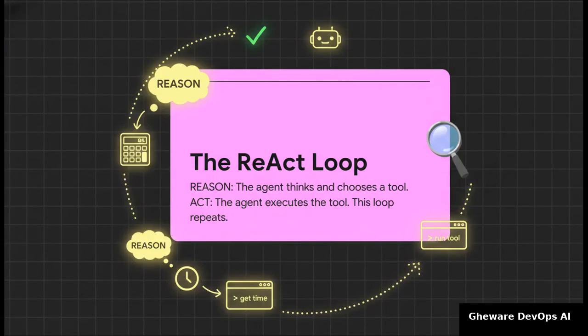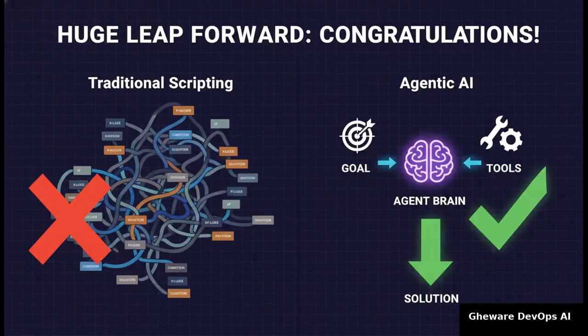Now, as you watch the output in your terminal, what you're seeing is something called the React loop in action. React stands for reason and act. First, the agent reasons. It looks at the prompt, thinks I need to solve a math problem, and chooses the calculator tool. Then it acts. It runs the tool and gets the result. Then it reasons again. Okay, done with that. Now I need the time, and it chooses the current time tool. It acts again. This loop of reasoning and acting just repeats until the entire mission is complete. It's amazing to watch.